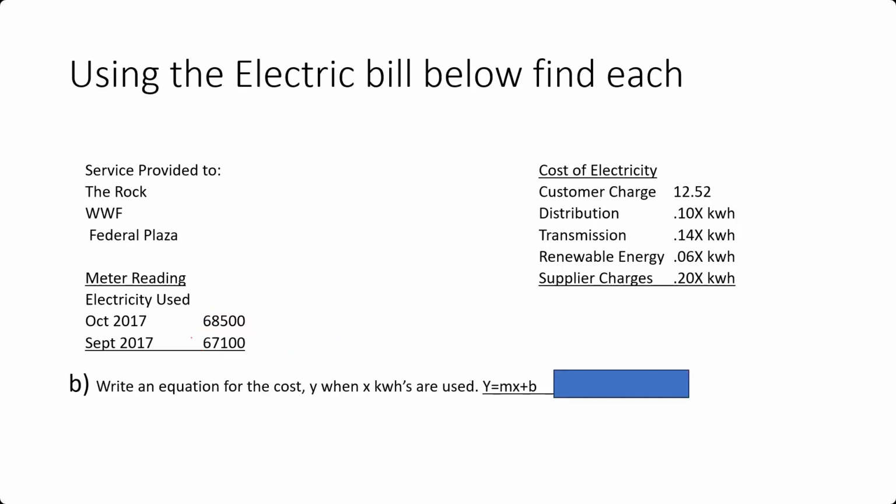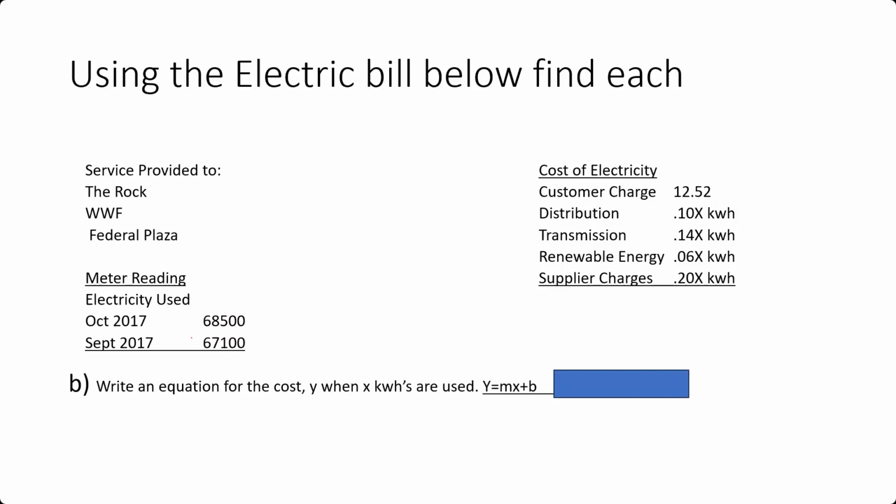Write an equation for cost, y, when x kilowatt hours are used. The equation would not be given on the exam. So you would need to know that it's a linear equation and be able to find the slope and the y-intercept. So the equation would not be given. y equals mx plus b. You need to know that.